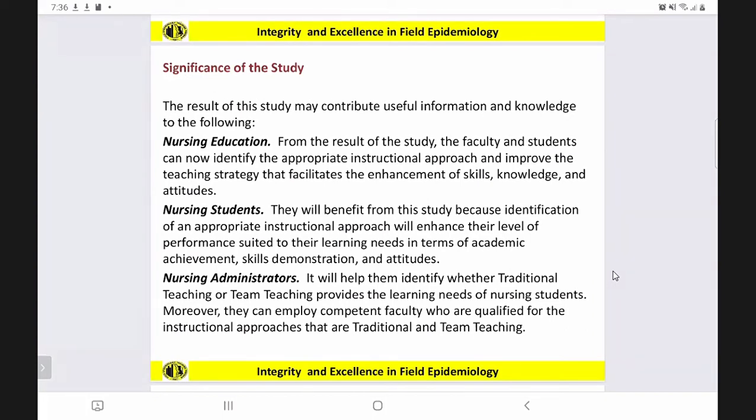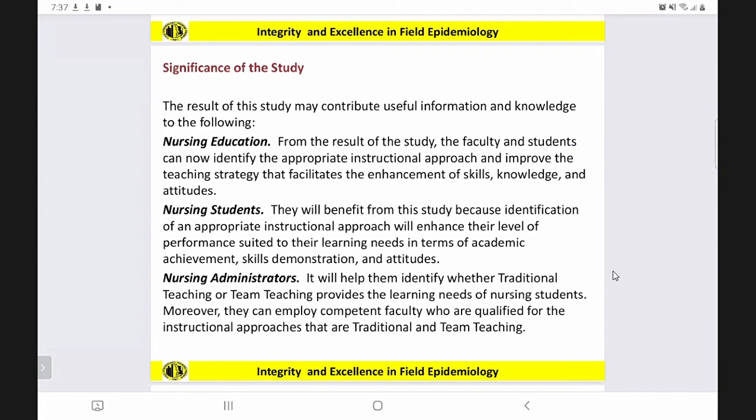Nursing administrators: it will help them identify whether traditional teaching or team teaching provides the learning needs of nursing students. Moreover, they can employ competent faculty who are qualified for the instructional approaches, traditional and team teaching. Okay, very good. Next slide.